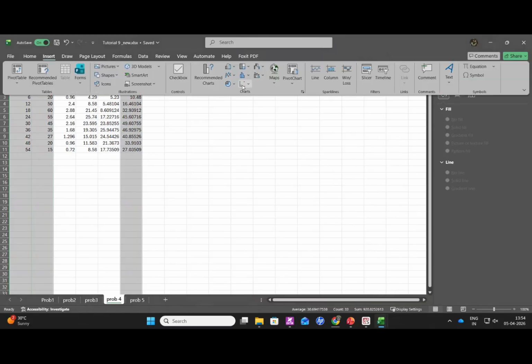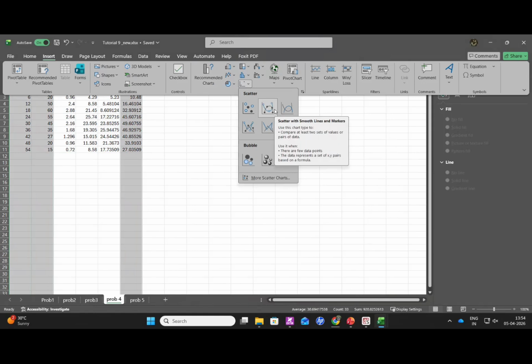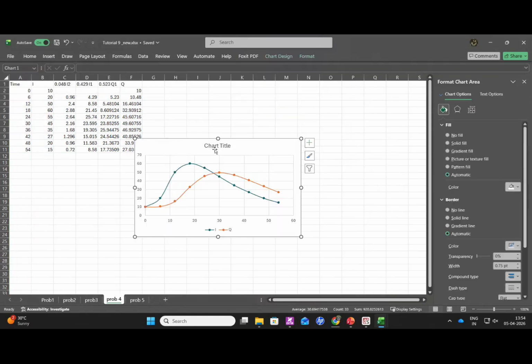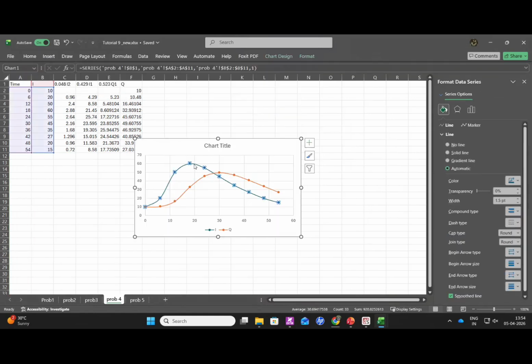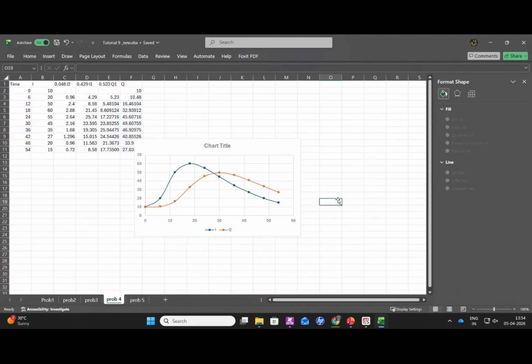Insert the plot. So this is going to be your inflow, and this is the outflow you have generated using this equation. And you can clearly see there is an attenuation in the peak, and there's a lag in when this peak has been achieved. So any doubts on this?